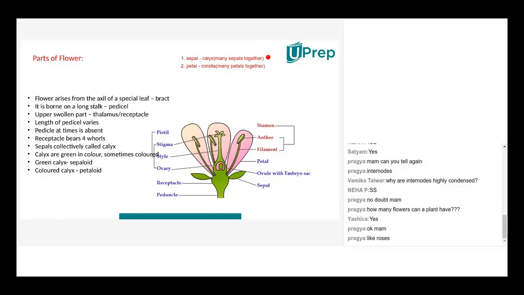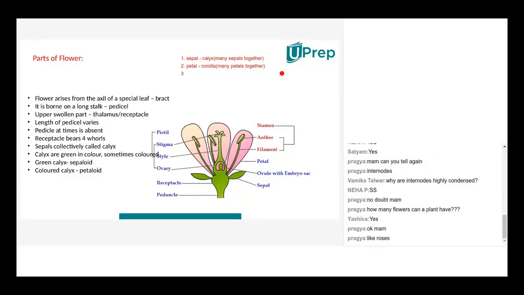Take it as homework. Please find out the names of 2 flowers which have colored sepals. That is your second homework for the day. Flowers which have colored sepals are known as petaloid. Flowers which have green sepals are known as sepaloid. We will come to that. Let's not get confused. So the second whorl is the petal. One is known as a petal, and if many petals come together, they are known as the corolla.